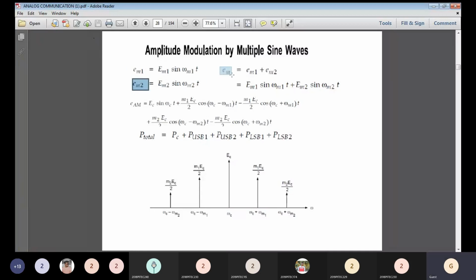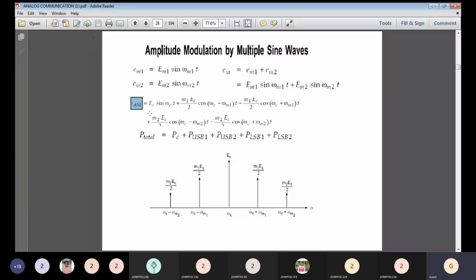So the total signal at the input side, two different signals are available. The two signals are added together. So the total signal is equal to the addition of message 1 and message 2. These two added signals are used to modulate the carrier. So the final result is this one.